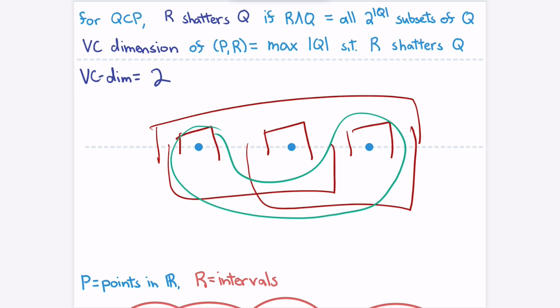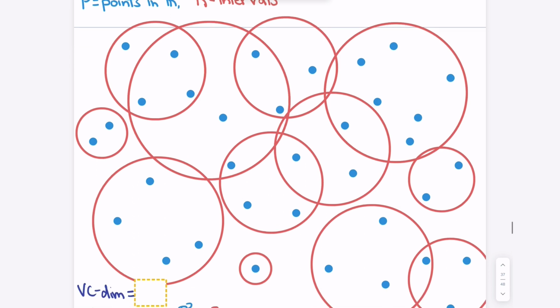Unless VC dimension means it's the largest cardinality you can't shatter. Maybe I should check and make sure we're consistent. It's can shatter. Okay, so it is two. Okay, good. All right.